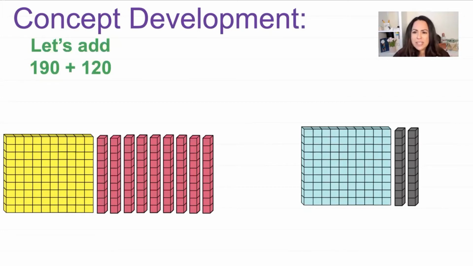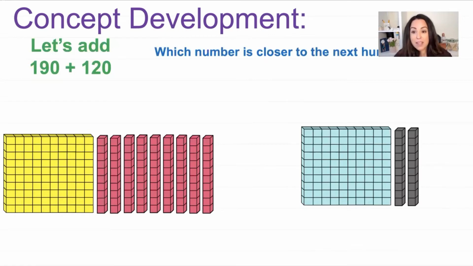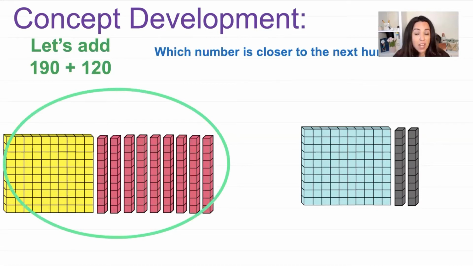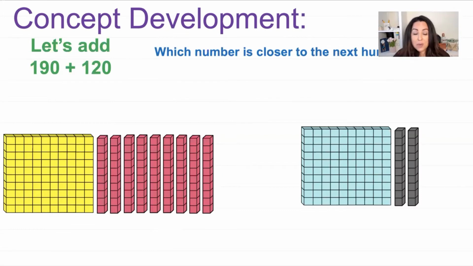When you look at these numbers, which number is closest to the next 100? Because we want to make hundreds, because those are nice, friendly numbers to add to. So which number is closer to the next 100? Well, let's see. I'm looking at this 190, and that is awfully close to the number 200, isn't it? So what I'm going to do is make that 190 200.